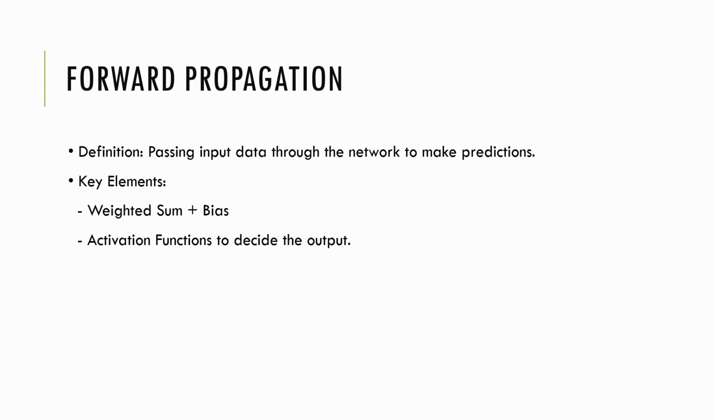Forward propagation is a process where input data is passed through the network to make predictions. Each neuron in the network performs a weighted sum of the inputs, adds a bias, and passes the result through an activation function to produce an output. This is how the model makes predictions based on the data it has seen.